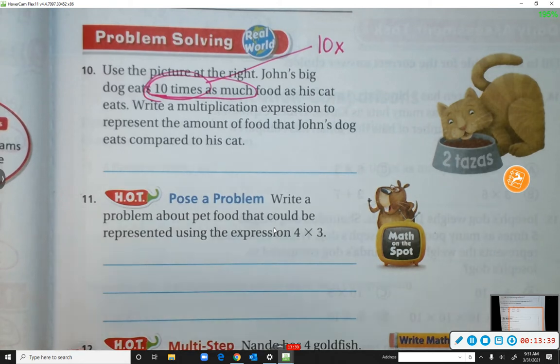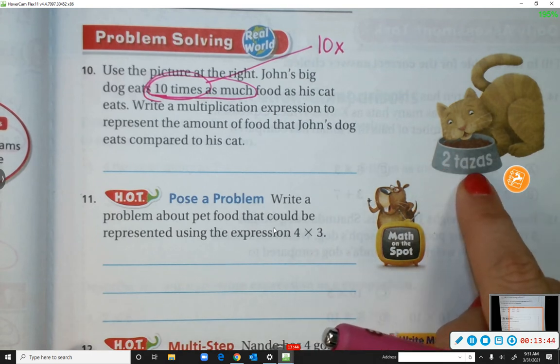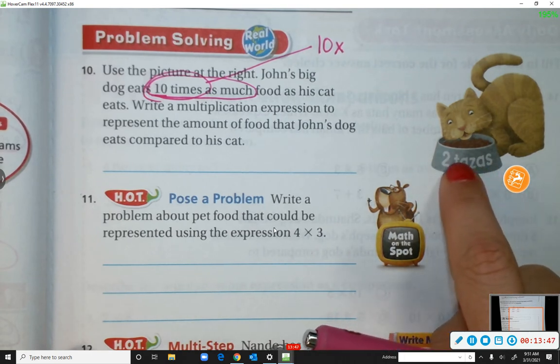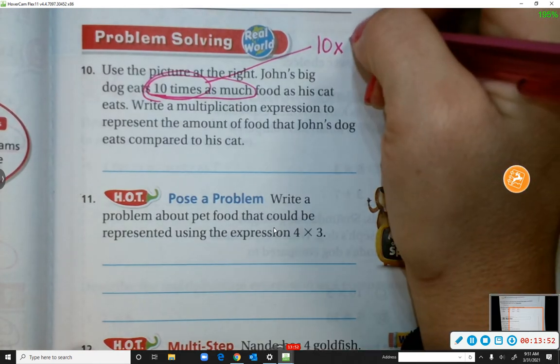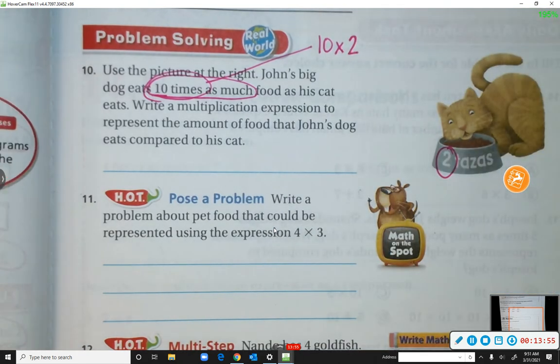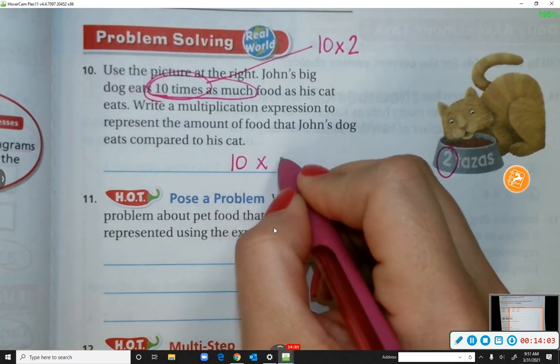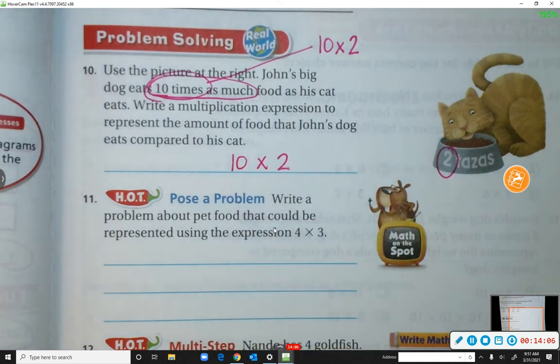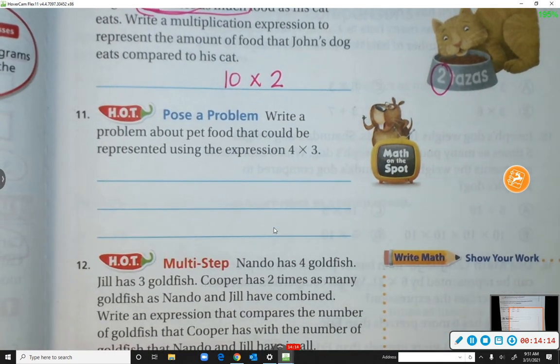Okay, well, we look at the bowl. The cat is eating how much? 2 cups. Don't worry about the word, but the number means we would put that as our second factor. Okay, so the expression would be 10 times 2. Does that make sense?